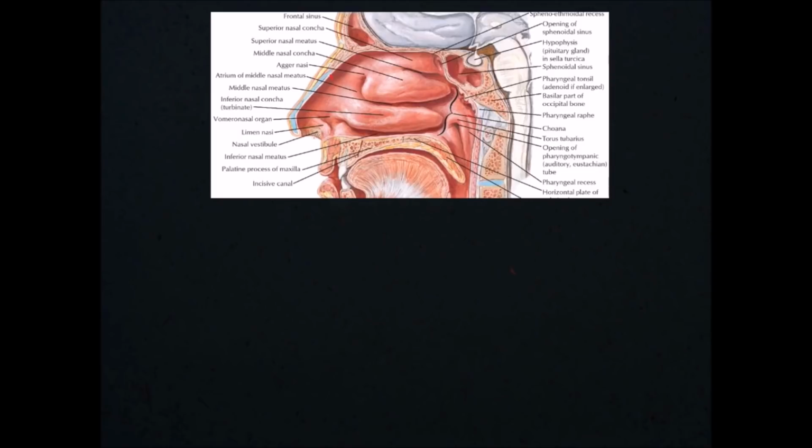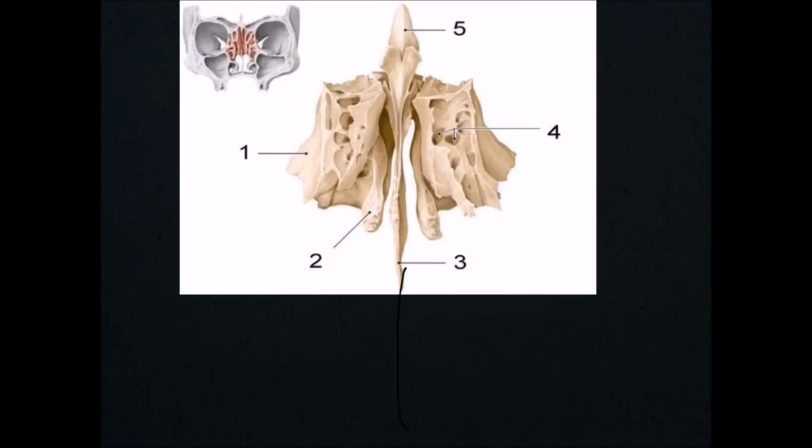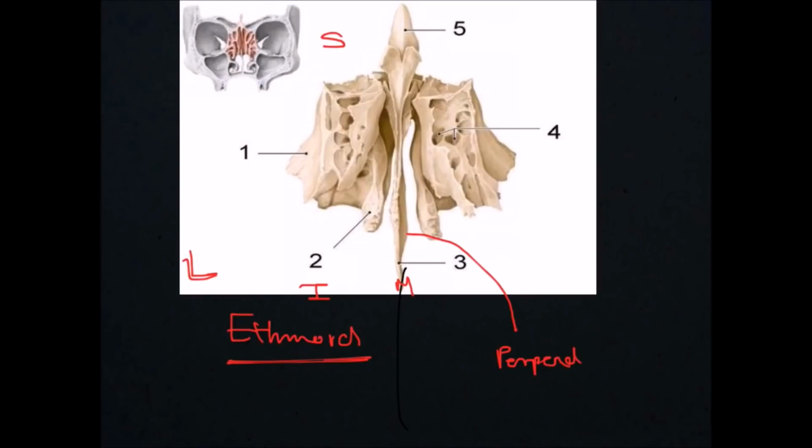Next, we'll go into detail about each of the structures. So this is the ethmoid bone. We are going to see it one by one. This is the lateral, this is the medial part, this is superior, and this is inferior. I hope every dimension is clear to you. This is the ethmoid bone. Medially, what you are able to see is the perpendicular plate of ethmoid.